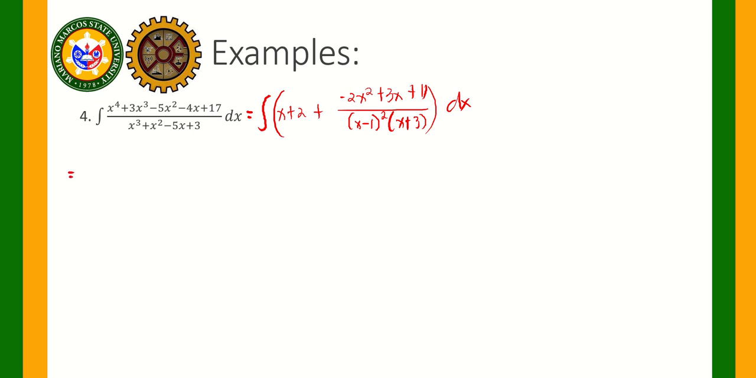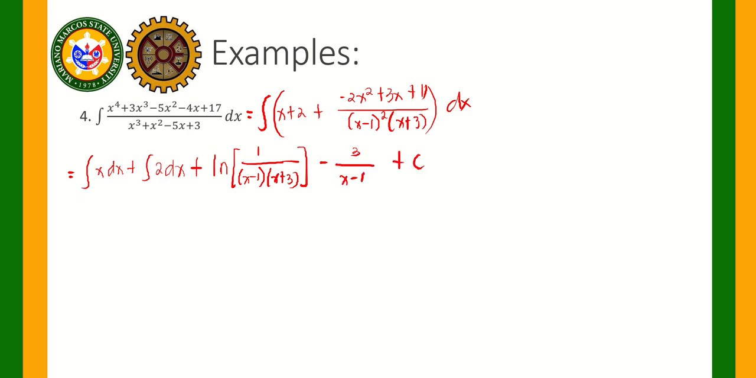So, this will be equal to the integral of x dx plus the integral of 2 dx plus yung na-integrate na, this is equal to ln of 1 over x minus 1 times x plus 3 minus 3 over x minus 1 plus c.